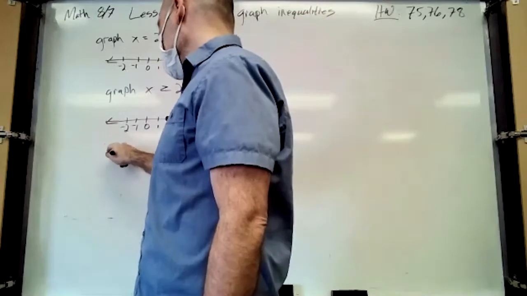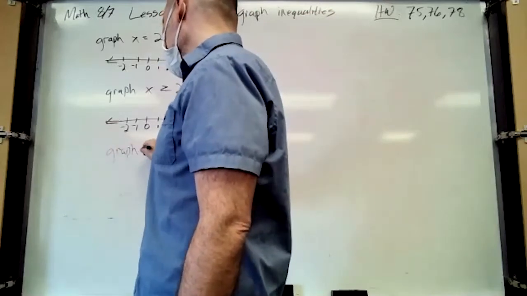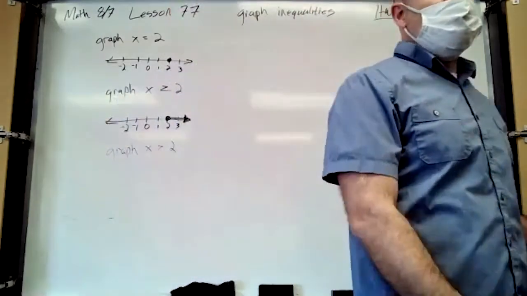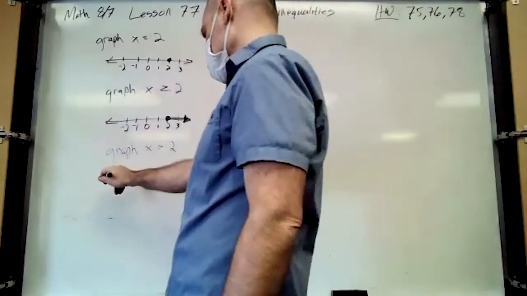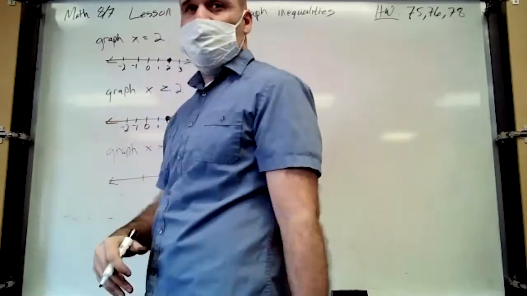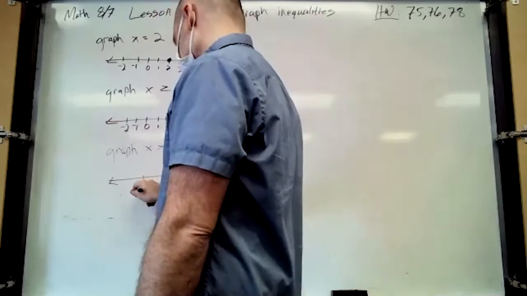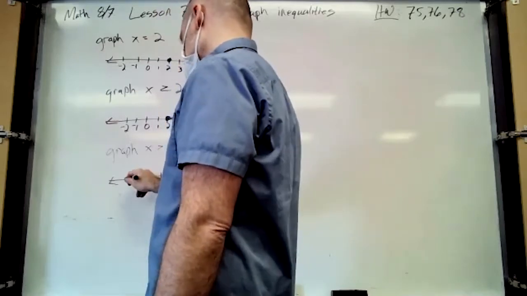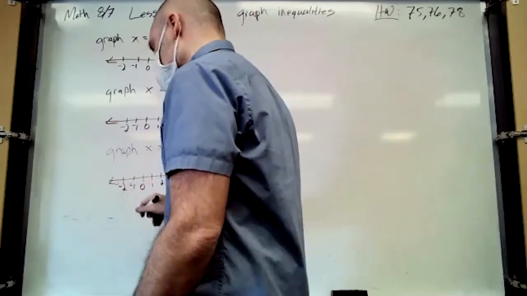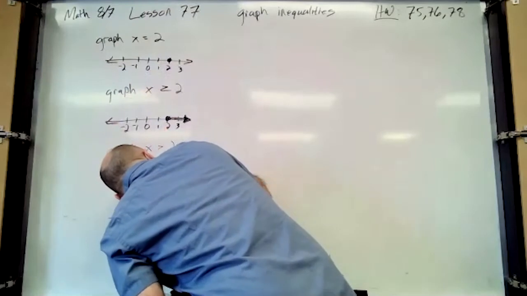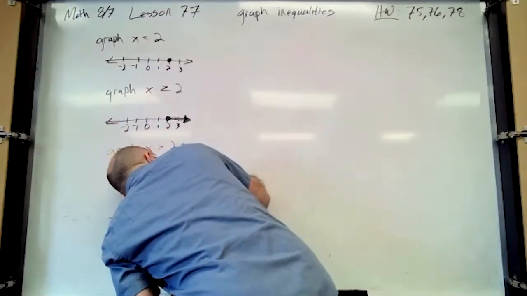Okay, well, what about this? What if I told you to graph everything greater than 2? Not equal to 2, but everything greater than 2. Well, how do you graph that? 3 and above. Okay, but what about 2.5? Right after 2. Yeah, so right after 2, okay. So I'm going to get as close as I can.